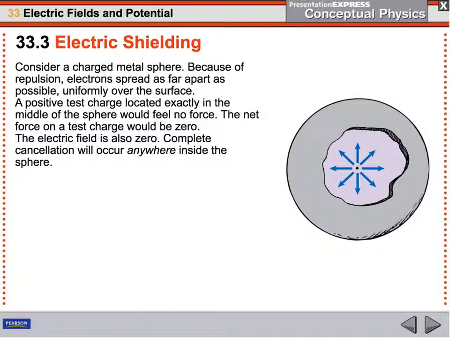Consider a charged metal sphere. Because of repulsion, the electrons spread as far as possible, uniformly over the surface. A positive test charge located exactly in the middle of the sphere would feel no force. The net force on a test charge would be zero. The electric field is also zero. Complete canceling will occur anywhere inside the sphere.